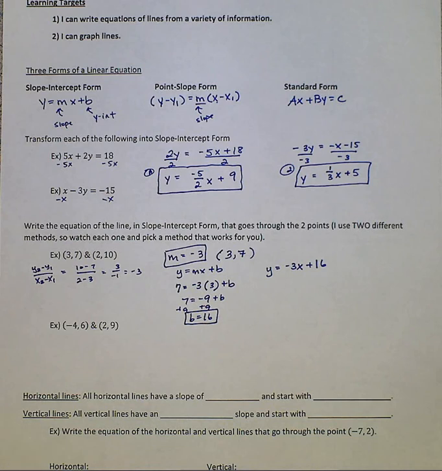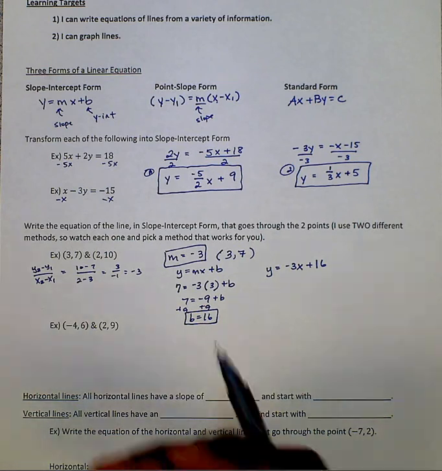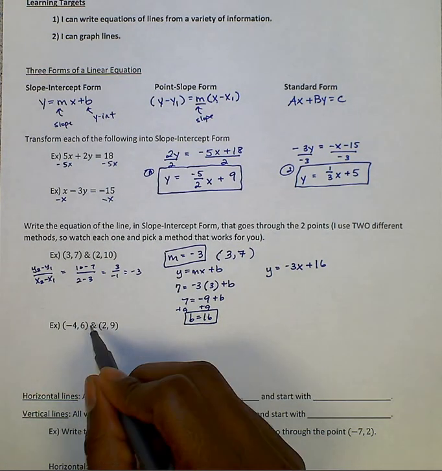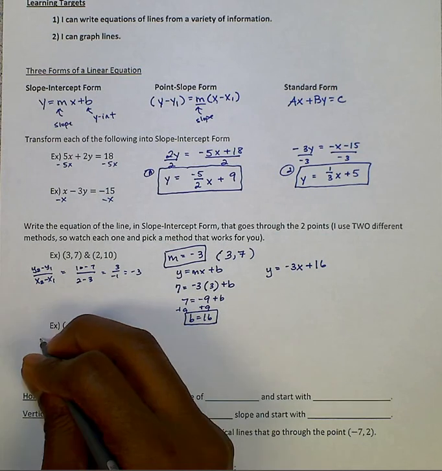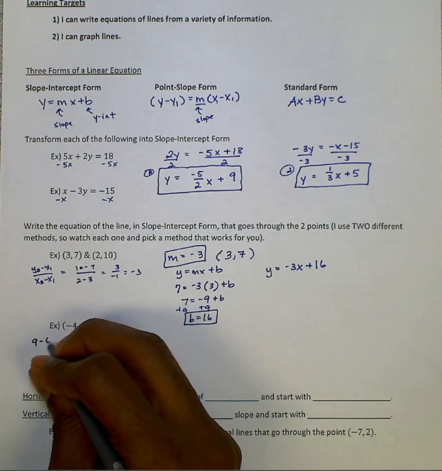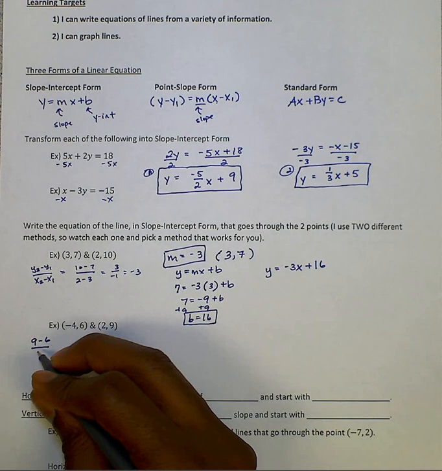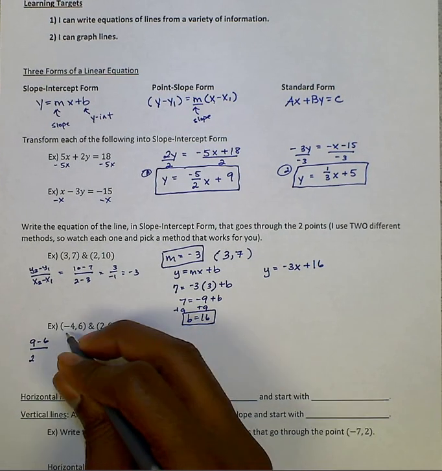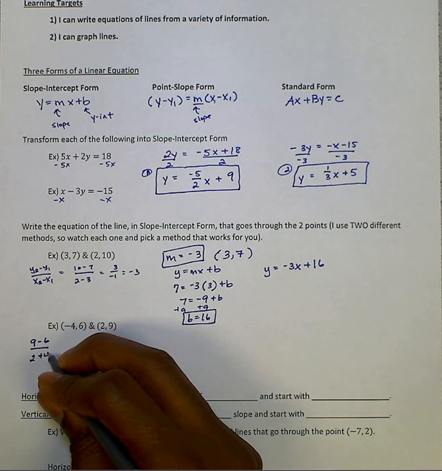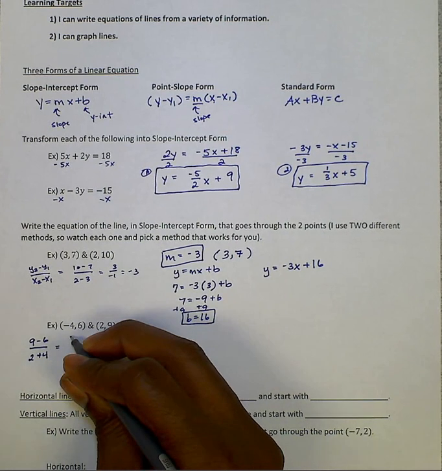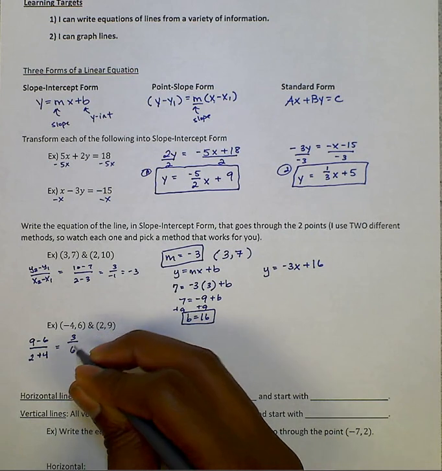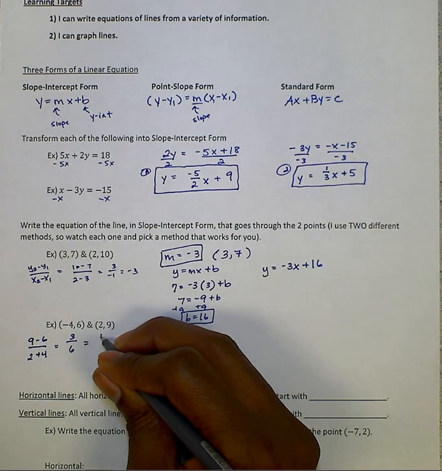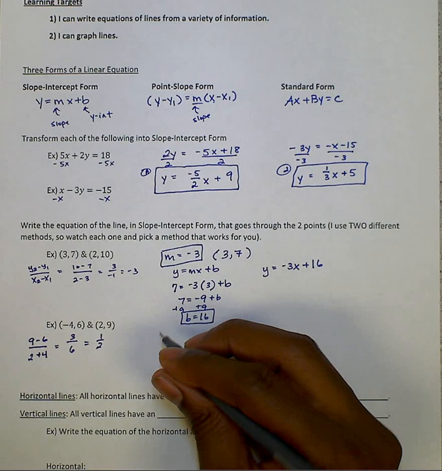Okay, that's probably, I think, the most common way to do this problem. The other way that you can do this problem is using point-slope form. Okay, point-slope form, pretty much the same thing. We're going to need to find the slope first. So y2 minus y1, 9 minus 6 over x2 minus x1, 2 minus -4, which is going to be plus 4. So 9 minus 6 is 3. 2 plus 4 is 6. 3 over 6 gives us 1/2. So the slope of this line is 1/2.